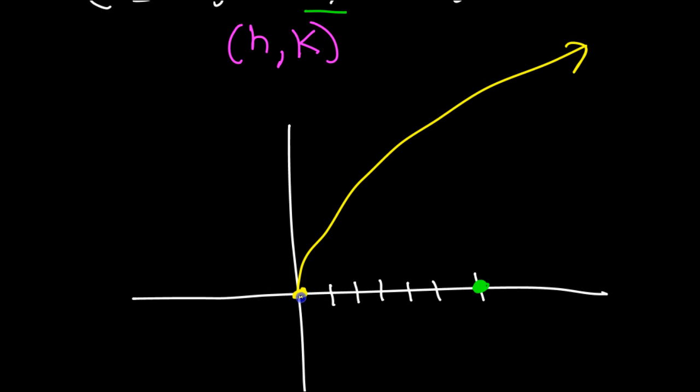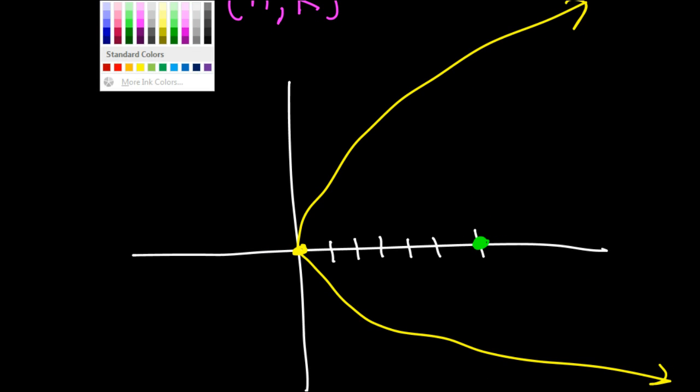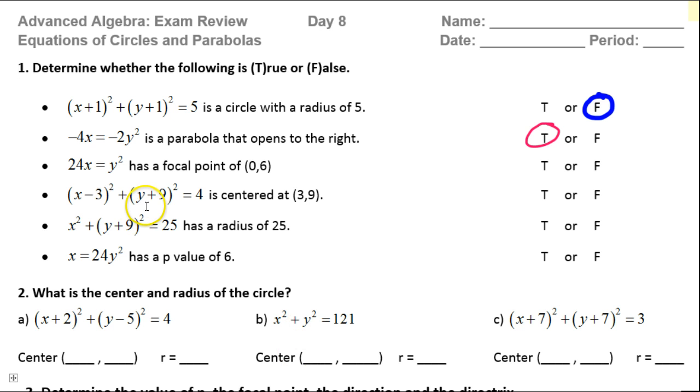So this is a sketch of what we're dealing with. Okay, so notice that focus has the coordinates 6, comma 0. So the focal point has coordinates 0, comma 6. That is false. All right, it should have been 6, comma 0.